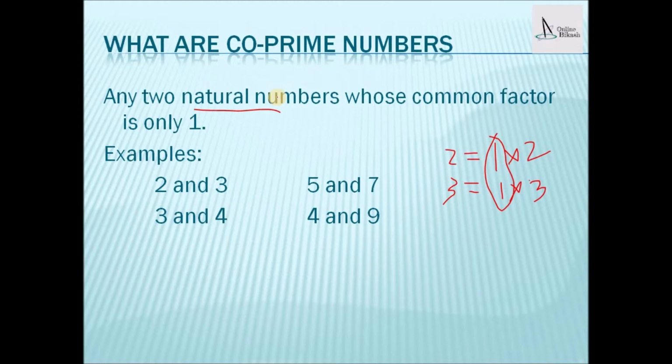1, 2 and 4. Okay, in this case the common factor will be 1, so that's why 3 and 4 are co-prime numbers. Similarly, 4 and 9 are also a pair of co-prime numbers. Okay, so in the same way you can find some other pairs of co-primes.